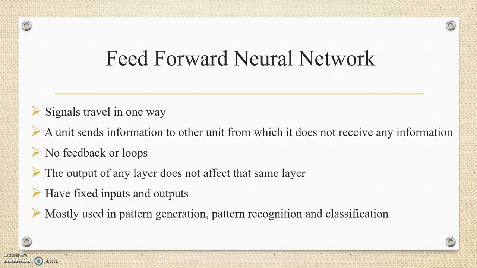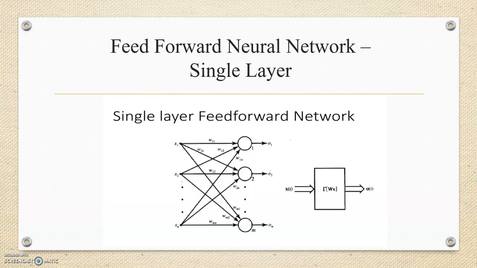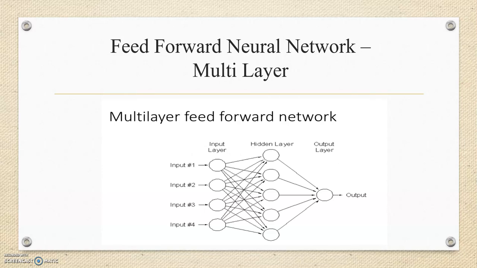Feed-forward neural networks are straightforward networks that associate inputs with outputs. They have fixed values of inputs and outputs. They are mostly used in pattern generation, pattern recognition, and classification. These are the examples of feed-forward neural network. The first one is single layer. In single layer, the input and the output are connected through some weight. And in multi-layer feed-forward network, there are some middle nodes, and we denote it as hidden layer.